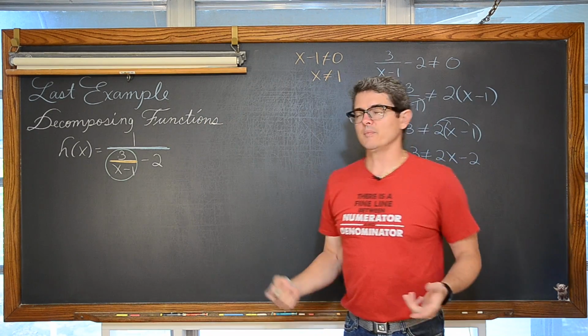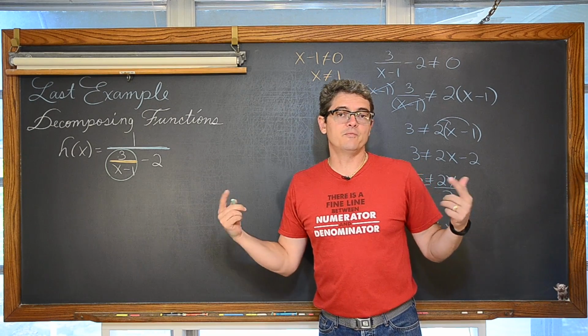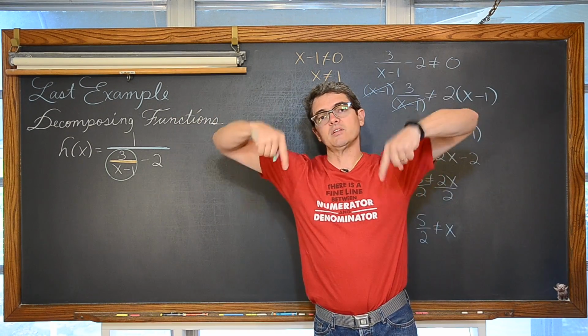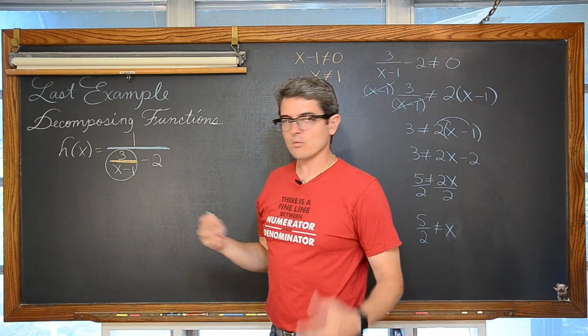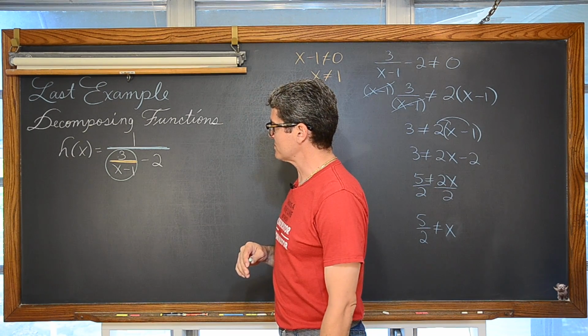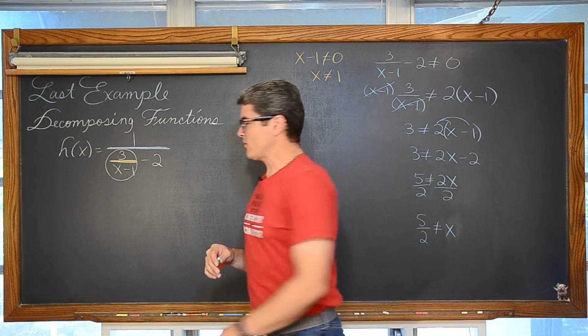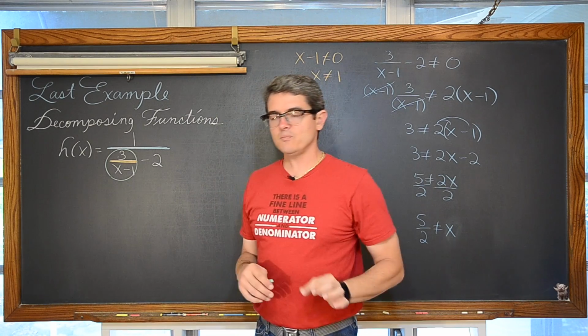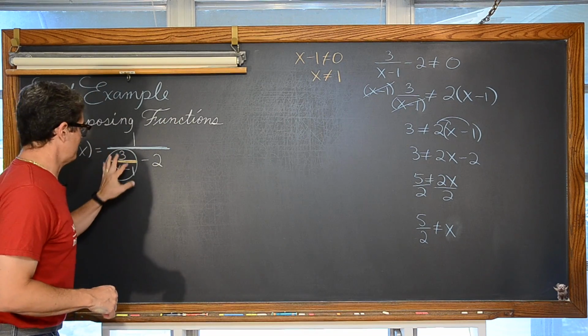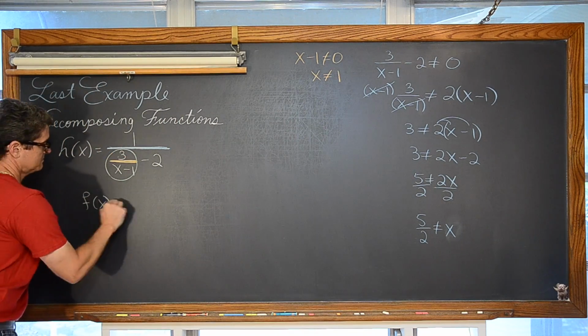I actually have a full playlist of pre-calculus videos, and I'll have a link to that in the description if you want any additional explanations, or if you want a big review of composition of functions. But it does seem like we have a 3 over x minus 1 inside of a bigger function. So you know what we can do? We can say, how about we let f equal this little piece here.